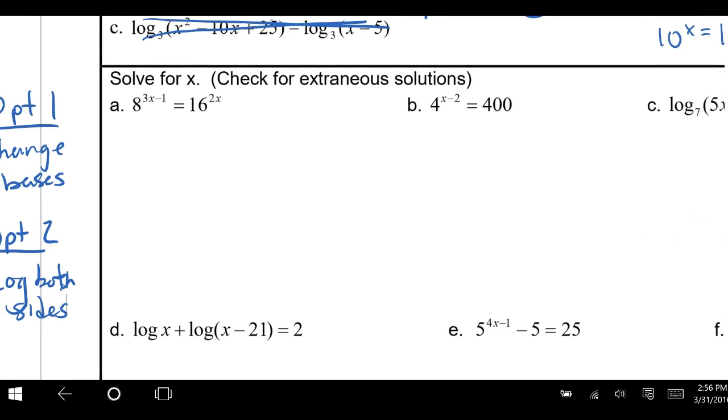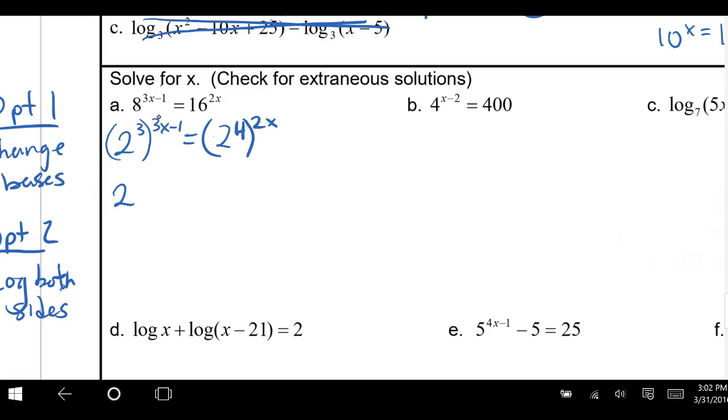Okay, so the 8 and the 16, we want them to be the same base, so we have to think of what number we could change them to so that they have the same base. Well, I know that if I raise the power of 2 to some number, I could get these to be the same base. So now 8 is 2 to the 3, and the exponent is 3x minus 1 is equal to 16, which is 2 to the 4. Oops, sorry. And that's raised to 2x. So now our bases are the same, so let's multiply the exponents.